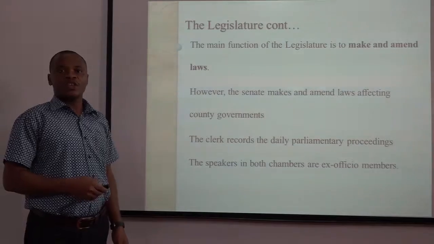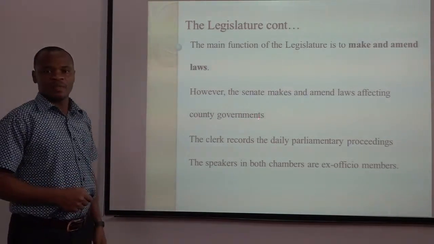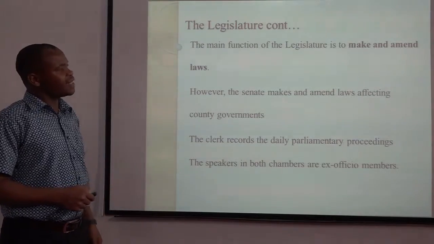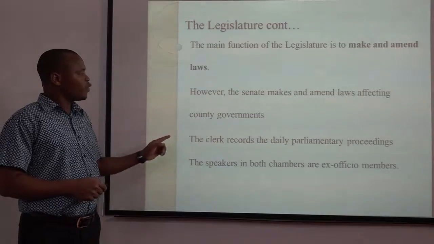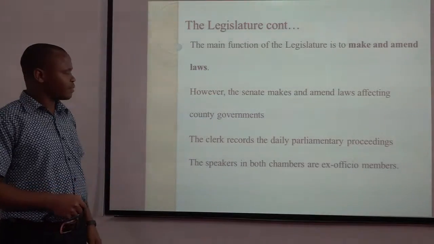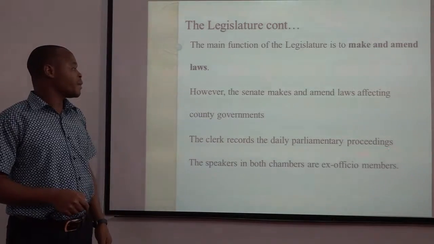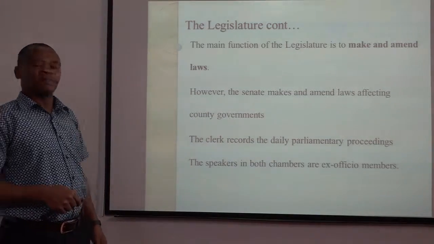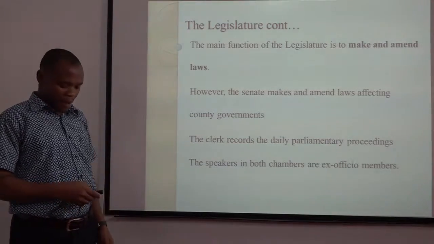The main function of the legislature is to make and amend laws. However, the Senate makes and amends laws that touch on the running of county governments. The clerk records the daily parliamentary proceedings. The speakers in both chambers are ex officio members.